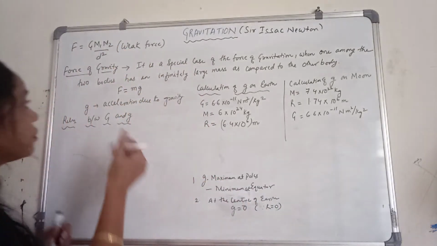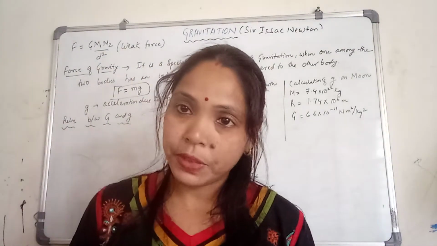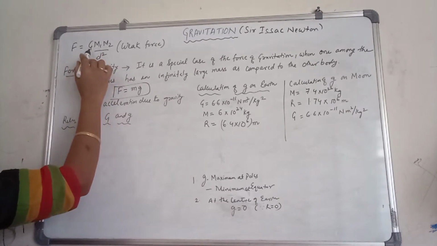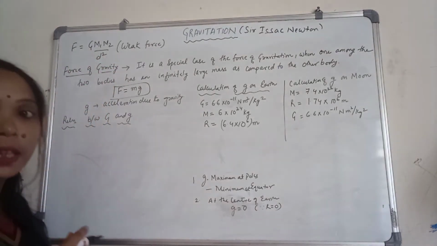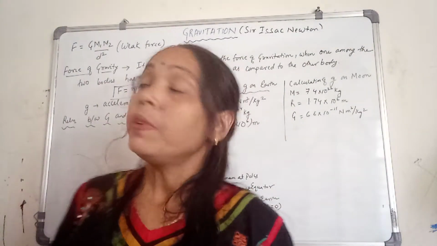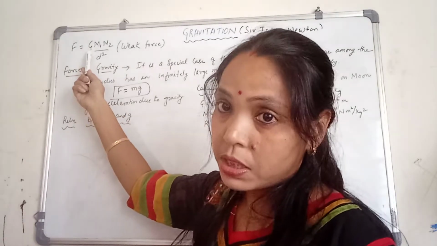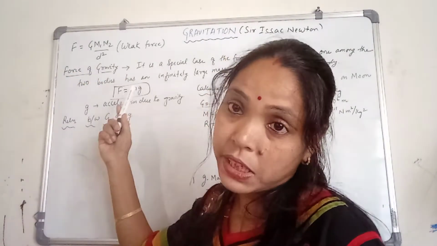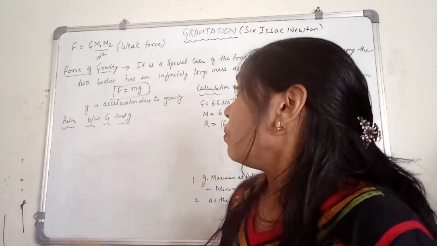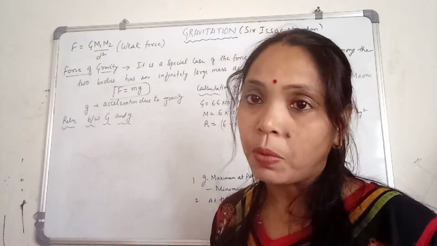So what is the force of gravity? The force of gravity is F equal to mg, and the force of gravitation is what? F equal to G m1 m2 by d square. If you see both equations, you can observe that in one case we have a capital G, which is called the universal constant, and the other is a small g, which is called the acceleration due to gravity. We have a relation between this capital G and the small g.